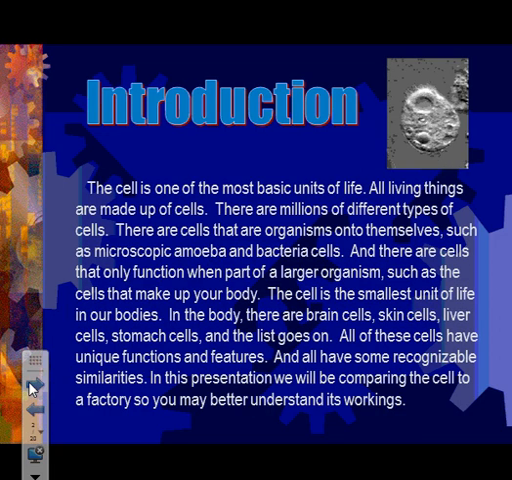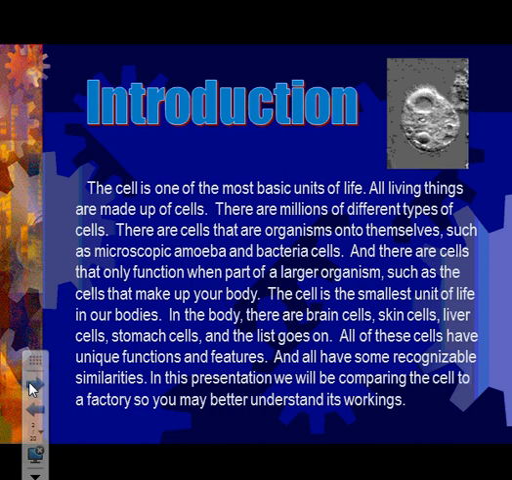The cell is one of the most basic units of life. All living things are made up of cells. There's millions of different types of cells. There are cells that are organisms unto themselves, such as microscopic amoeba and bacterial cells. And there are cells that only function when part of a larger organism, such as the cells that make up your body. The cell is the smallest unit of life in our bodies.